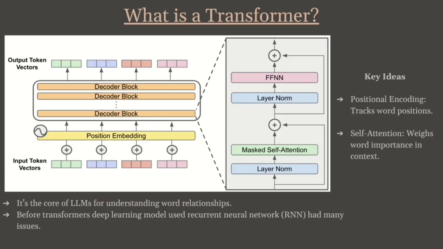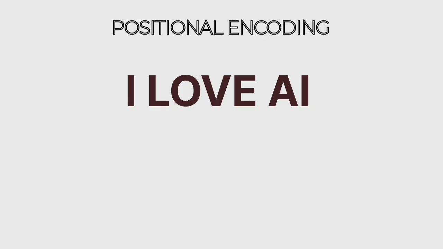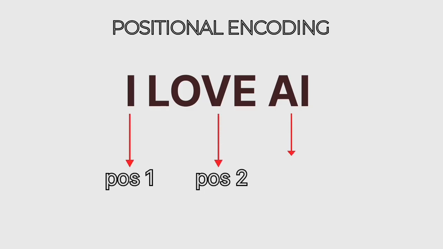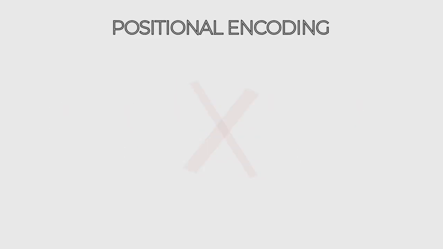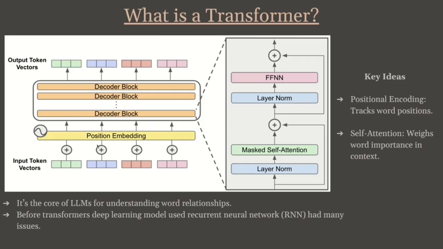For example, take the sentence I love AI. I is at position 1, love is at position 2, and AI is at position 3. Without the positional encoding, the model will only know the words, not their order. It might think AI loves I means the same thing. So, positional encoding adds a number pattern to each word to keep track of their order correctly. Then they pass this information through multiple decoder blocks.